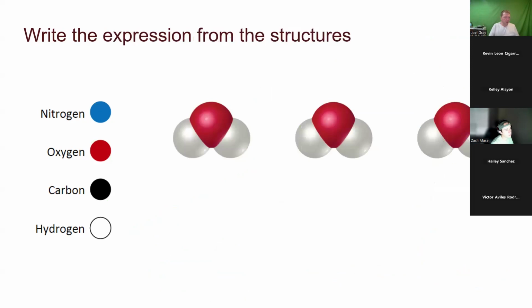Now, with that in mind, this right here is kind of simple because what we've got is H2O, H2O, H2O. We've got 3 water molecules. How are we going to display those 3 water molecules, and how would we write this?